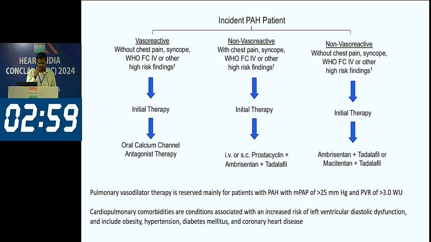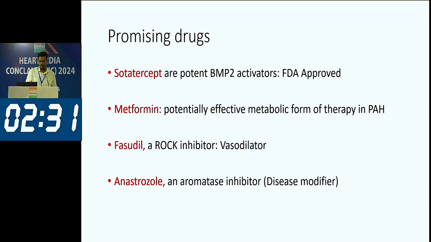So this is a short summary of the treatment. If the patient is showing vasoreactivity, in those patients, oral calcium channel blocker therapy is recommended. Otherwise, if the patient is not vasoreactive, look for high risk feature. If the patient is having high risk feature, these patients should be on triple drug therapy, including prostacyclin analogs, ambrisentan and tadalafil. In the patient where high risk is not there, dual combination therapy is recommended: ambrisentan and tadalafil, or macitentan and tadalafil.